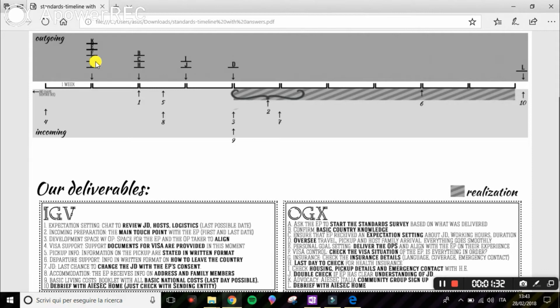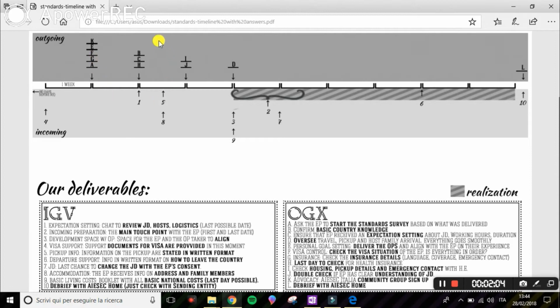So basically they either deliver the OPS, which is a preparation seminar, or they do multiple appointments in which they work with the EP to set their expectations. And here IGV should work closely in order to explain as much detail as possible about the project and the country. And then ask the EP for the first time to start filling the survey about standards. If OGV starts now, all of our job is much easier because they already have awareness about this survey and why they should fill it.